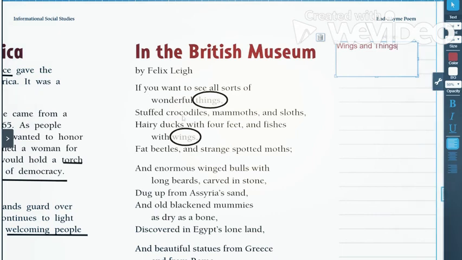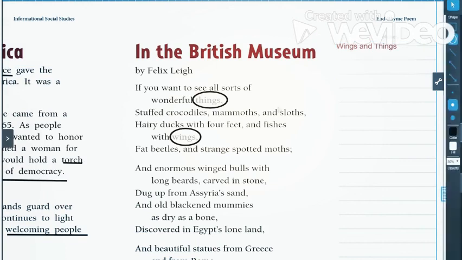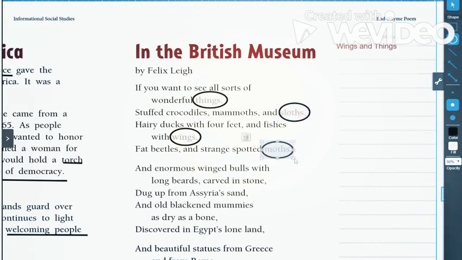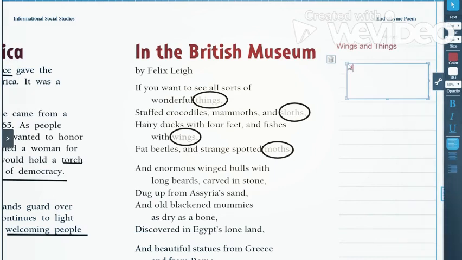Reading the next line, it says stuffed crocodiles, mammoths, and sloths. Our last word in this line is sloths. Let's see if we can find a rhyming word for the word sloths. I'm going to start by circling sloths. And we're going to keep reading. Hairy ducks with 4 feet and fishes with wings. Do we have a word that rhymes with sloths yet? Not yet. Fat beetles and strange spotted moths. Oh, I found one here. Sloths and moths. So sloths and moths are rhyming words. So I'm going to go back to my notes. And in my notes, I'm going to write sloths and moths are my 2 rhyming pairs.